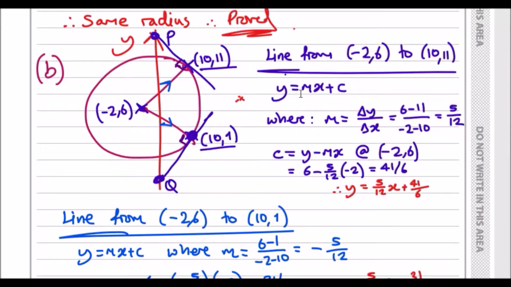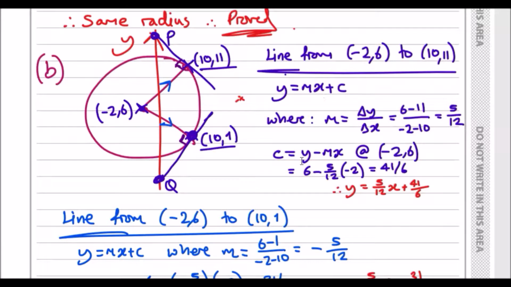Using your general y = mx + c, here's the line, where m is the gradient, the change in y over the change in x. We just find the difference in coordinates from (-2, 6) and (10, 11). So 11 take away 6, over the change in x between -2 and 10. That should give us 5 over 12, easy. To find the value of c, the intercept, so where it hits the y-axis, which is this coordinate right here, you just rearrange this equation and make c the subject.